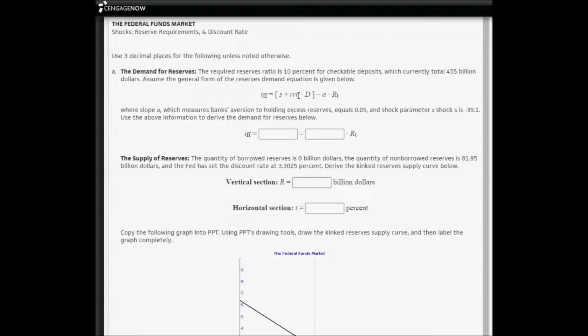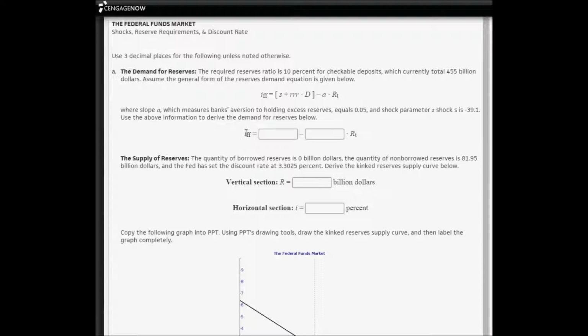RRR is the required reserves ratio, which is 10%. D is checkable deposits, $465 billion. And then A is the slope of the demand curve, which can be interpreted as banks' aversion to holding excess reserves. All the numbers have been copied into Excel.